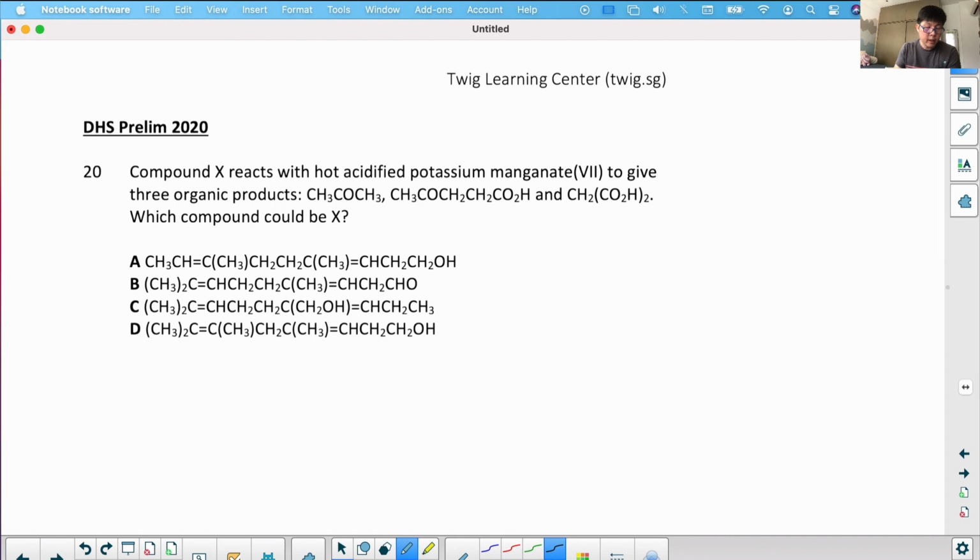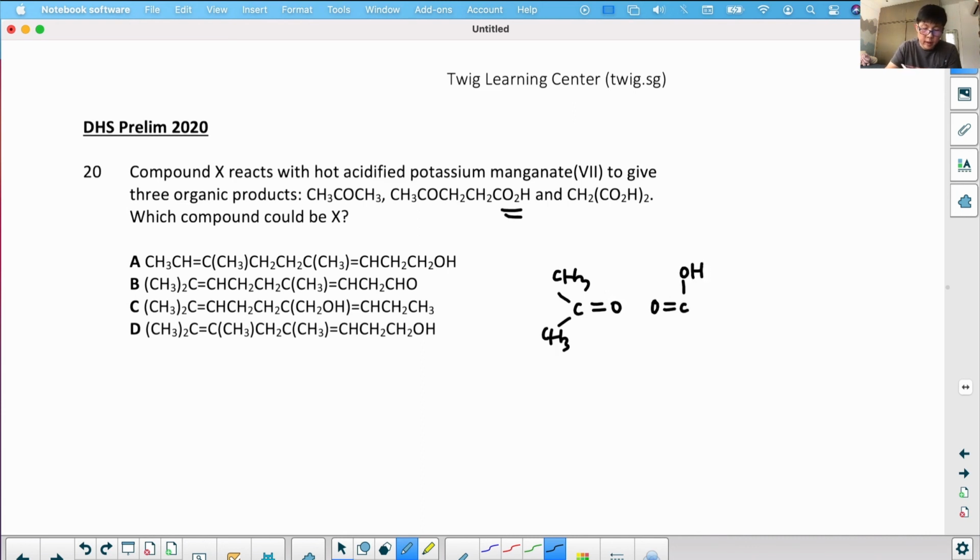Question 20. Compound X reacts with hot acidified potassium manganate to give 3 organic products. Which compound could be X? So let's take a look. I'm just going to draw it out so you can see what's happening. So this is the ketone. The next one is a bit tricky, but I'm going to draw the carboxylic acid over here.